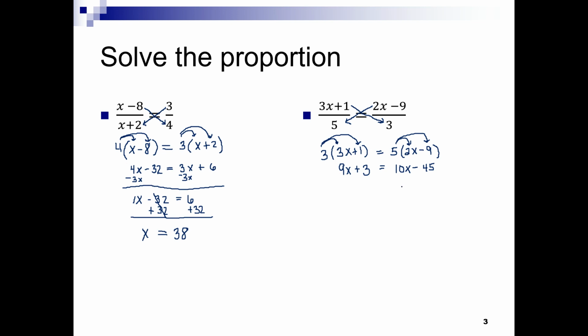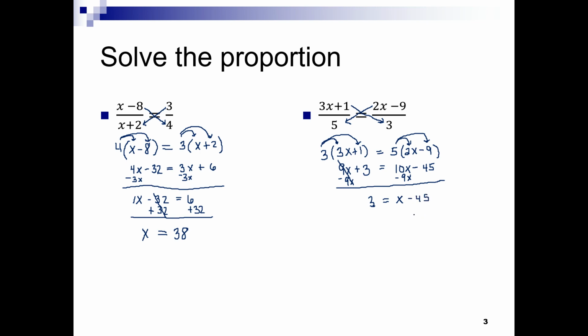I want to gather my variable terms, and so I'm going to subtract 9x from both sides. I'm picking the 9x because it's the smaller of the two variable terms, and that will get me to a positive value for x. So the 9x's cancel. I have 3 equals. 10 minus 9 is x. It's a 1x, so I'm just going to write x. I will not write the coefficient. I have the minus 45.